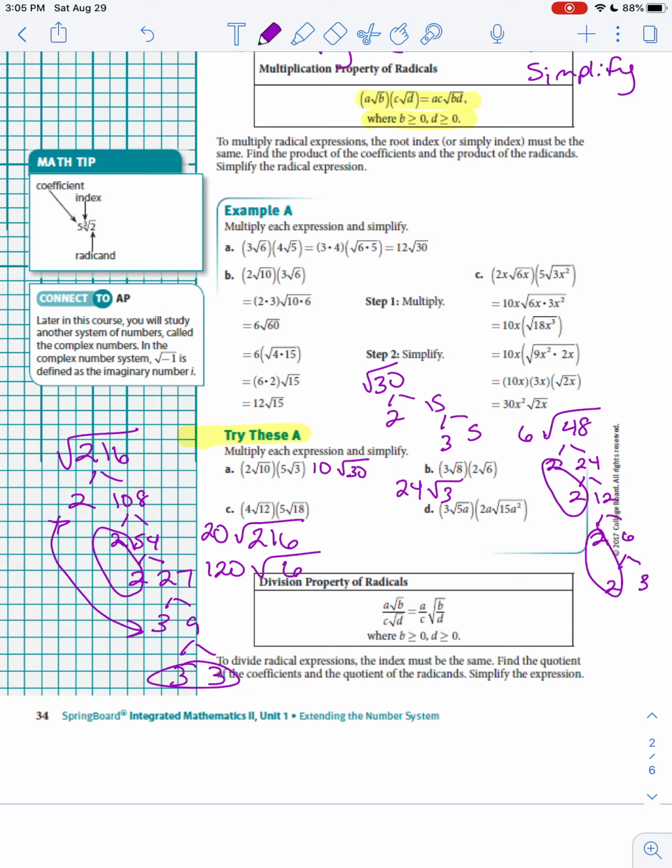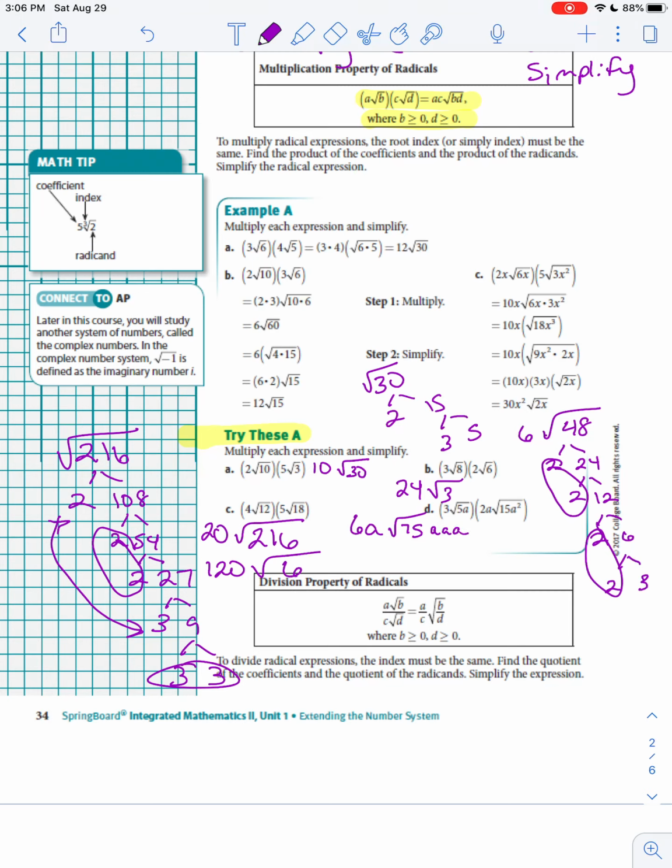Our last example for multiplying radicals together actually has some variables in it, so we can practice that. So let's do the outsides together first. So 3 times 2a is 6a. So I've got 6a. And then I'm going to do the square root of 5a times 15a squared. Well, 5 times 15 is 75. A times a squared is a cubed.